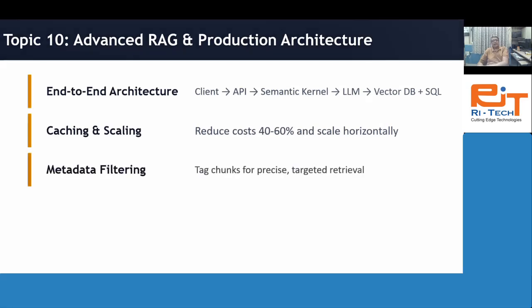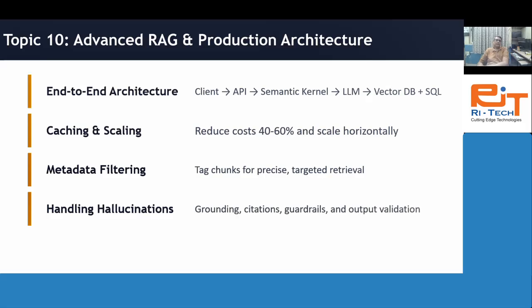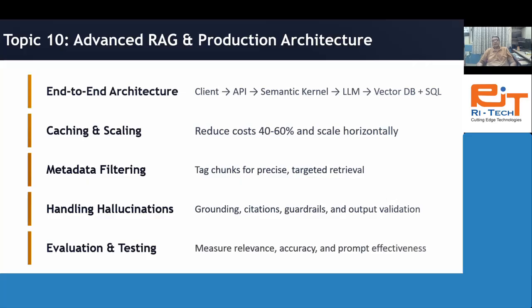Metadata filtering: tag and chunk for precise targeted retrieval. Handling hallucinations. Yesterday I told you one example of hallucination. So grounding, citations, guardrails, and output validation. That comes in handling hallucinations. Now evaluation and testing. Here we'll measure relevance, accuracy, and prompt effectiveness.